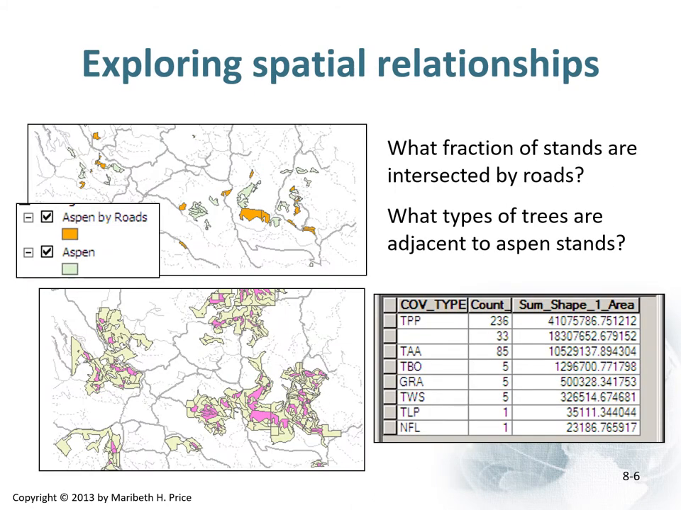We can use queries to explore a lot of spatial relationships, like what fractions of stands of trees are intersected by roads, what types of trees are adjacent to the aspen stands that we're looking for from the textbook. Lots of different ways you can explore these relationships of what's where and what's near what.